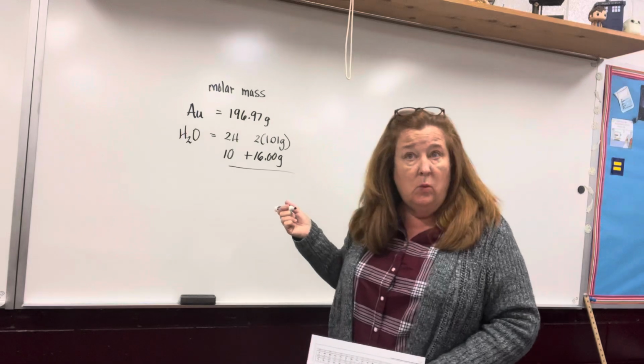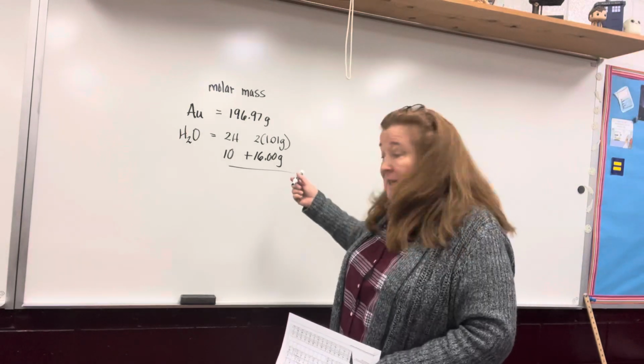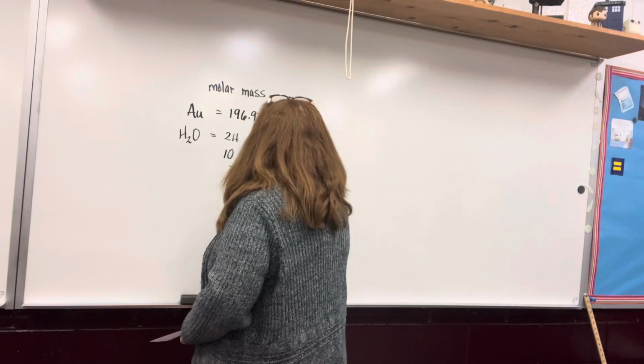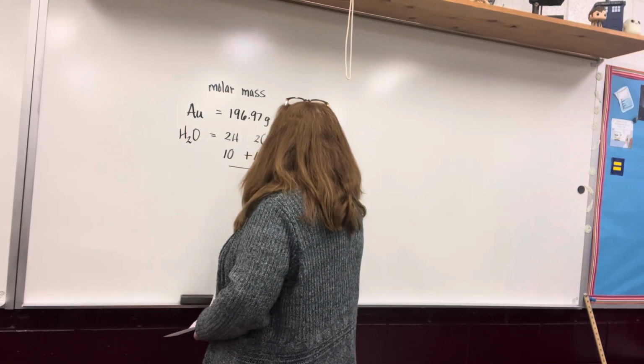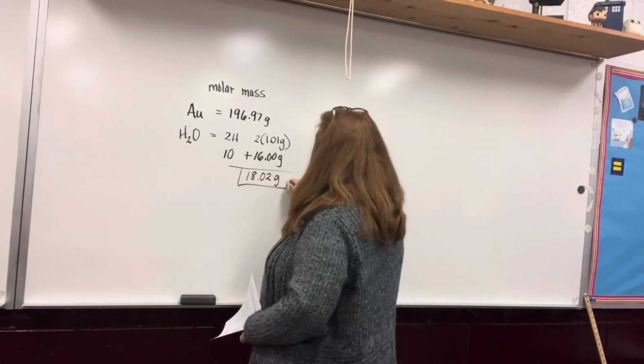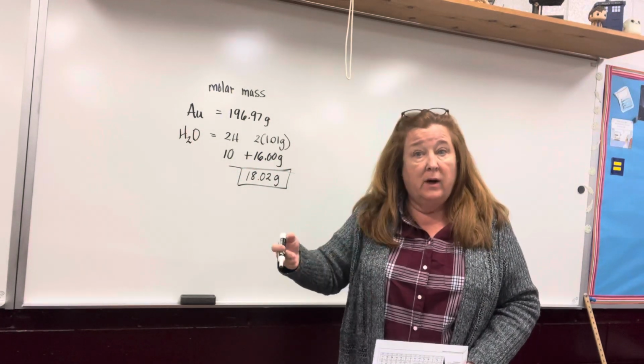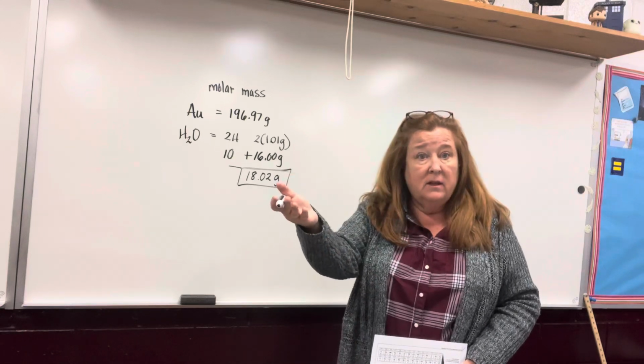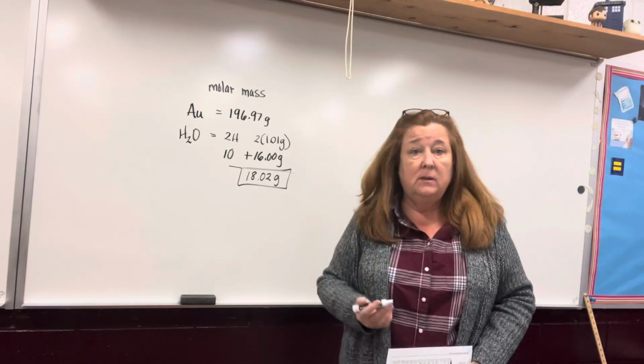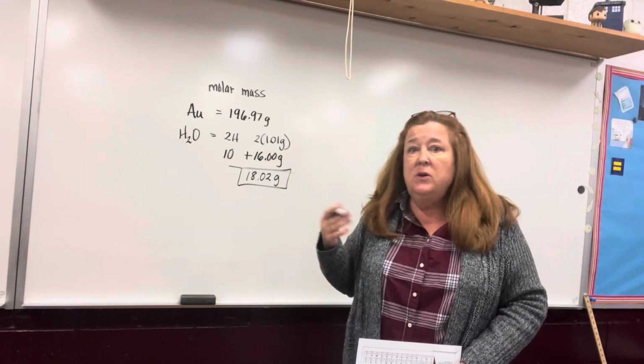Then we just add them all up. 2 times 1.01 is 2.02. Add that to 16. This is the molar mass of water. So what that means is, if you had 1 mole of water and you put it on your balance, an electronic balance, it would have a mass of 18.02 grams. You do this for all of them.